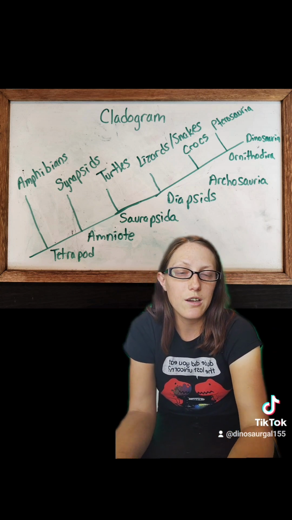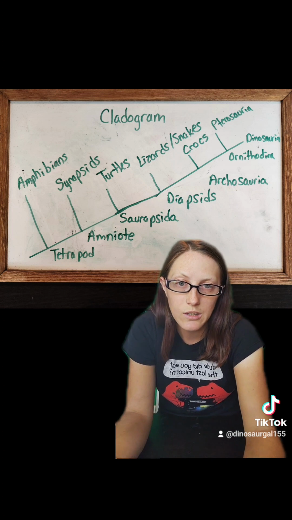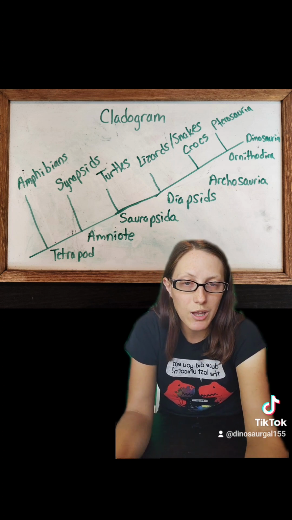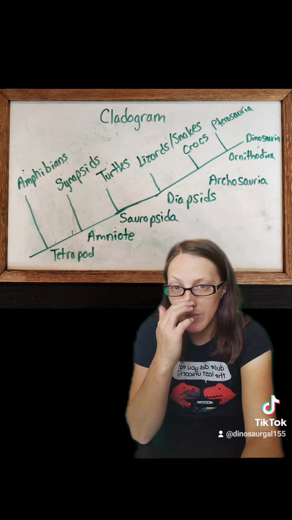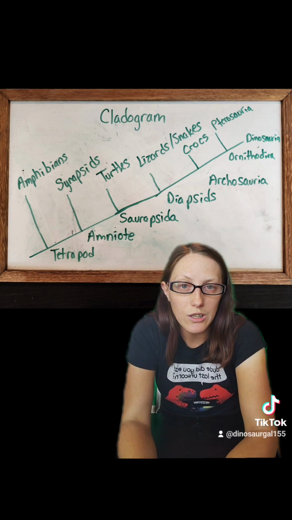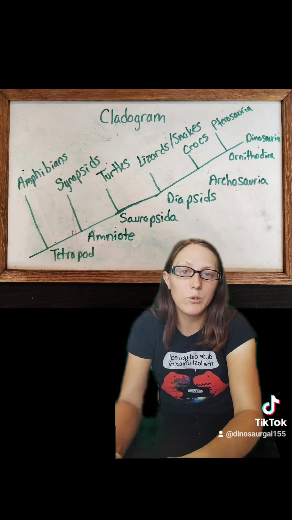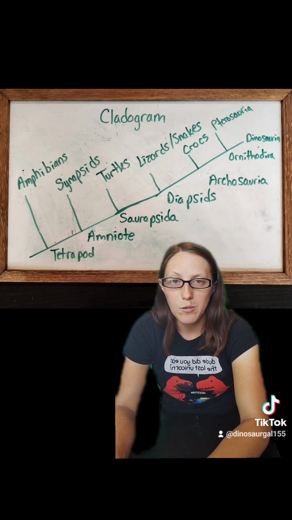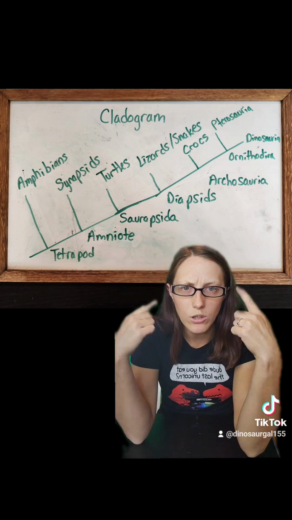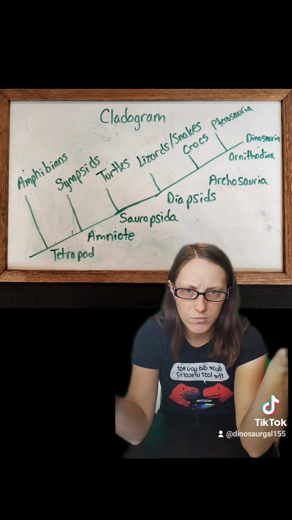So our tetrapods, they all have 4 limbs. There's no fish in our tetrapods. They're in a different group entirely. Our amniotes all have young that they can have on land. They don't require water. Diapsids all have 2 extra holes in their head. So on and so forth.